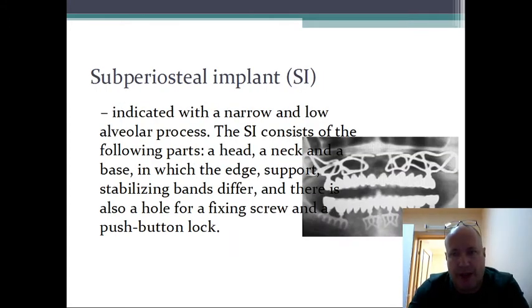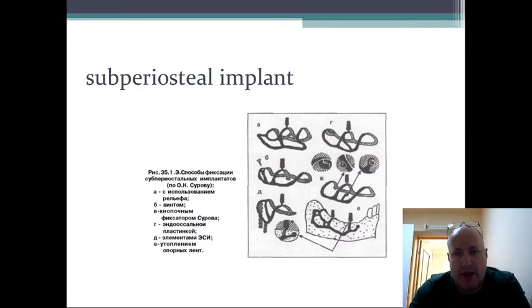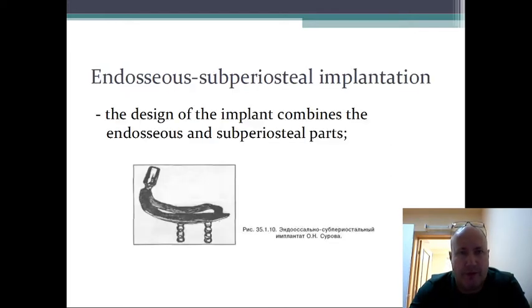So periosteal implant, as I have already told you, is indicated with a narrow and low alveolar process. The supraosseous implant consists of the following parts: the head, the neck, and the base, in which the edge support stabilizing bands differ. And there's also a hole with fixing screw and push button lock. Here are types of variants of supraosseous implants. And those supraosseous implantations are not used now.